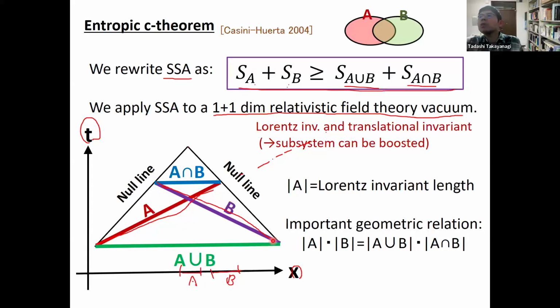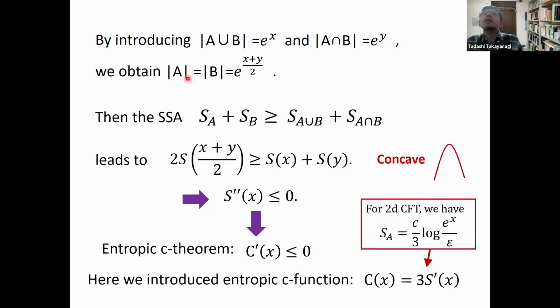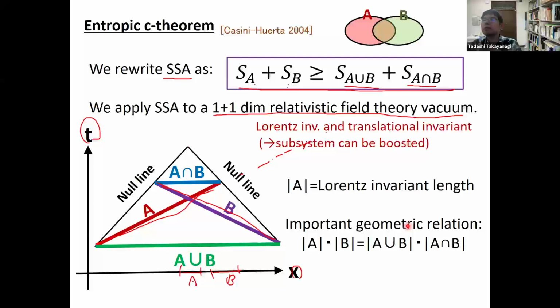And geometrically it's very easy. Using just the usual Lorentzian geometry, you can easily see that the invariant length of A times B is equal to the invariant length of A union B times that of A intersect B. You can easily prove this by putting in some coordinates. Now we take the length of A union B as exponential X, and the intersection of A and B as exponential Y. X is definitely larger than Y. Then the size of A and B looks like exponential of (X plus Y) over 2 because of this relation, and because A and B are chosen symmetric.